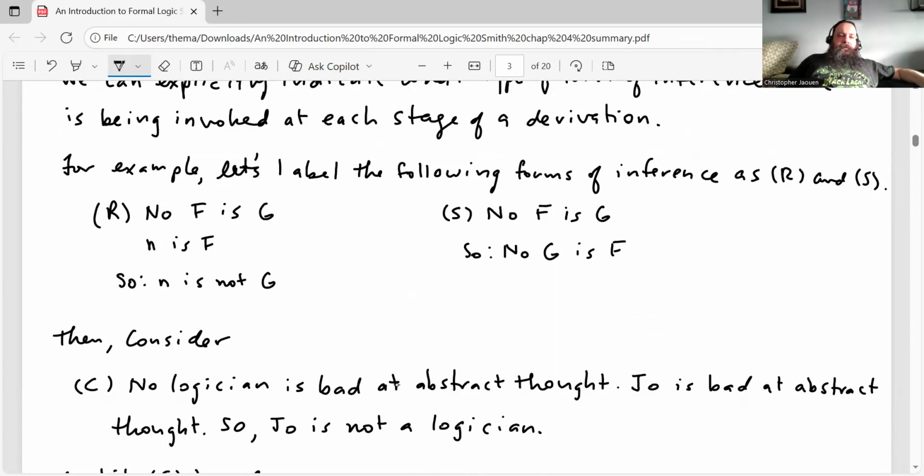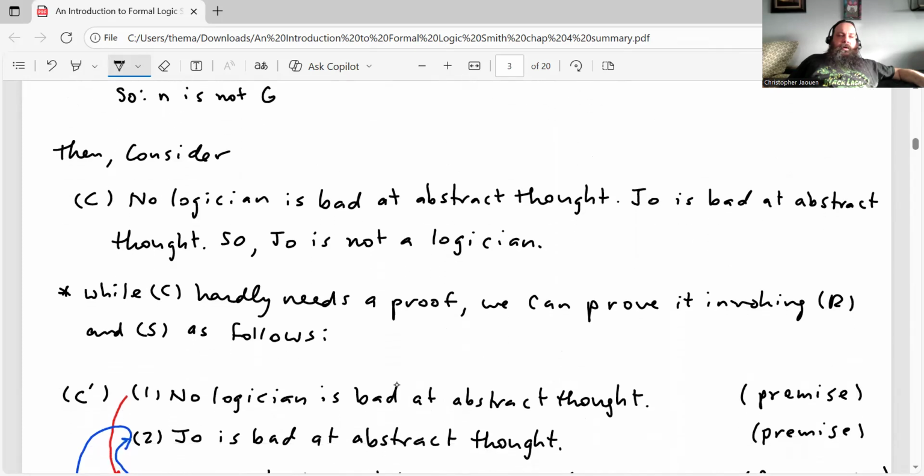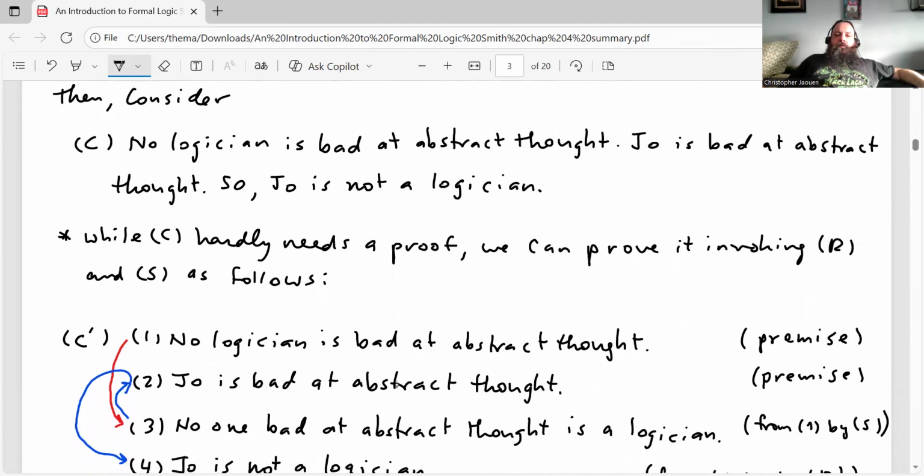Then consider this argument here. C: no logician is bad at abstract thought. Joe is bad at abstract thought, so Joe is not a logician. Right. Well, C hardly needs a proof. We can prove it by invoking R and S as follows.